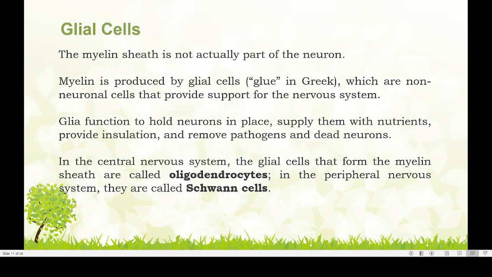So in the central nervous system, that is the brain and spinal cord, the myelin sheath is produced by a type of cell known as the oligodendrocyte. That is the type of cell we can find forming the myelin sheath. And in the peripheral nervous system, the cells which produce the myelin sheath are known as Schwann cells.